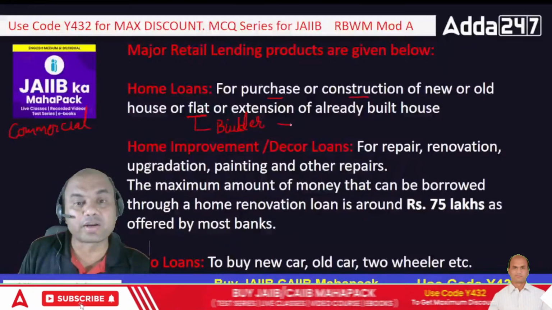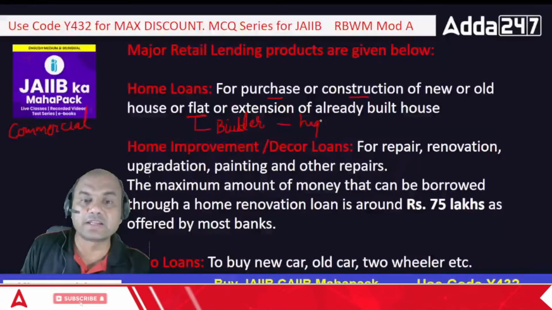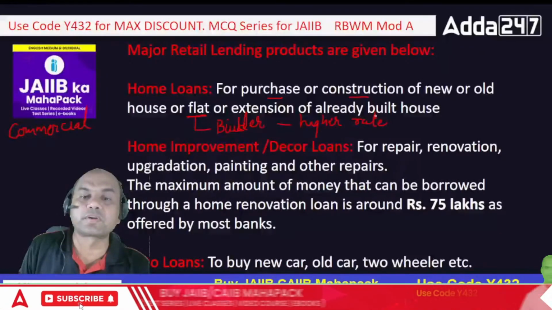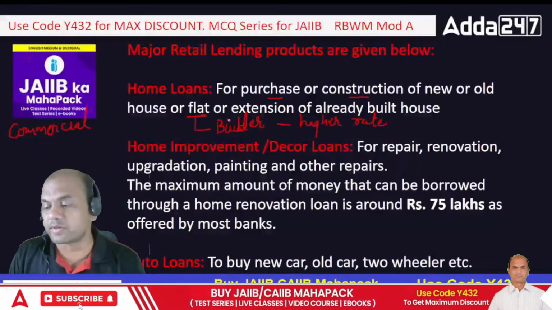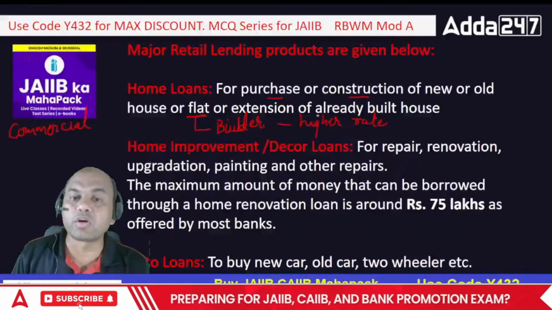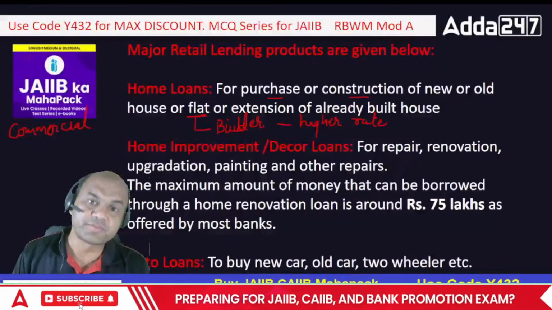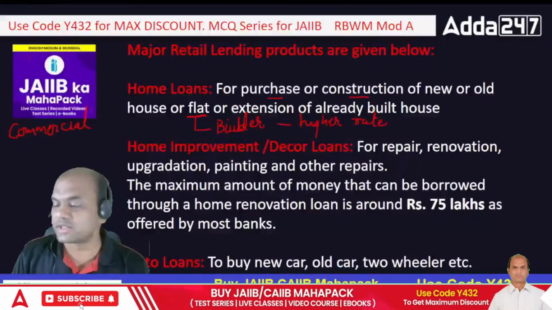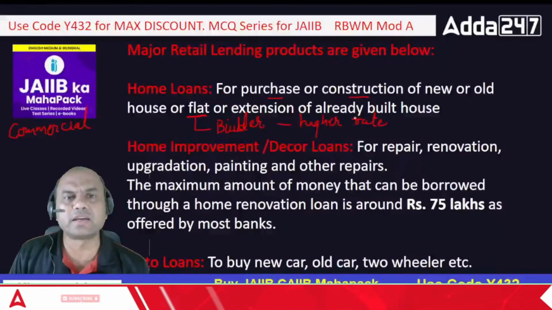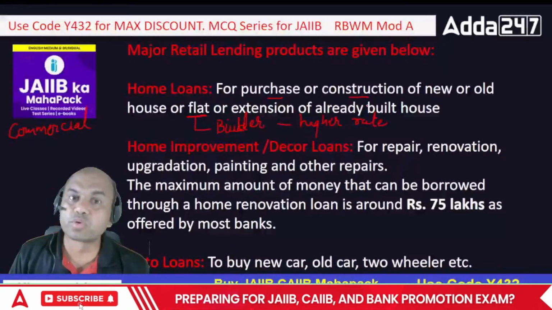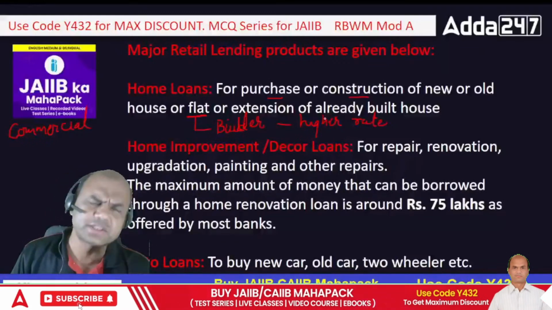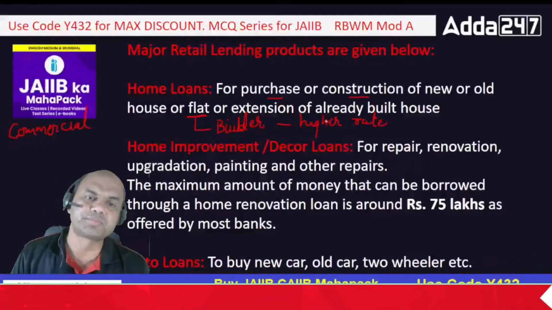That has a higher rate of interest. Always remember, builder finance has a higher rate, and that comes under commercial loan. Because after all, a builder or developer is a commercial person. So house or flat or extension of an already built house. Extension of an already built house means if I have a house of mine and I want to add one or two rooms, a home loan can be given for that. Depending on the sanction plans and everything, the documentation should be clear.